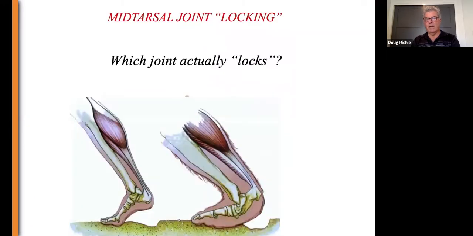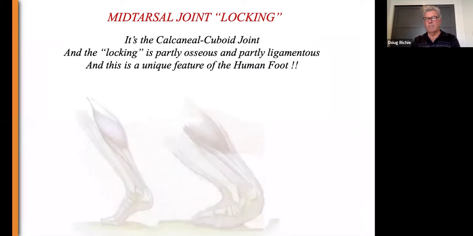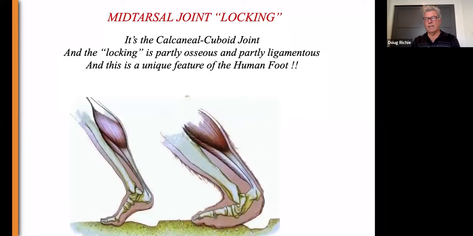The locking of the midfoot in the human is really built upon the calcaneocuboid joint, not the medial column of the foot. This was brought to light by Finn Bojan Moeller, who studied the comparative anatomy of humans and other primates. And he was able to find that the key difference in stability of the midfoot came from the calcaneocuboid joint.